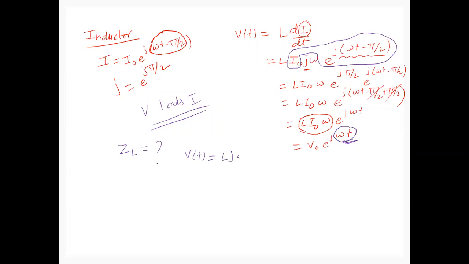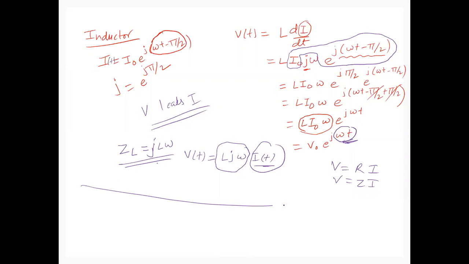This is IT, right? Or I. You can write IT here. This is IT, right? So thank you. So then I want to write V equals RI or ZI, whatever I call it. So V equals ZI. So what is this? Is I. What must be this guy? This guy should be Z. So ZL will be j L omega.